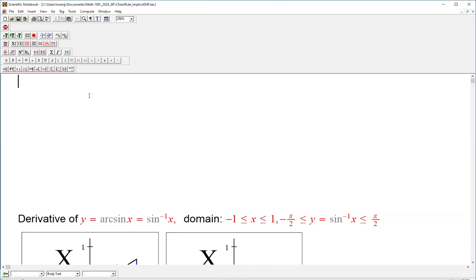Hello, in this recording, I wish to go over some more examples involving inverse trig functions and other functions, which when we try to find a derivative, we will apply the chain rule. All right. The first example I'd like to go over is y equals arctangent of x squared.